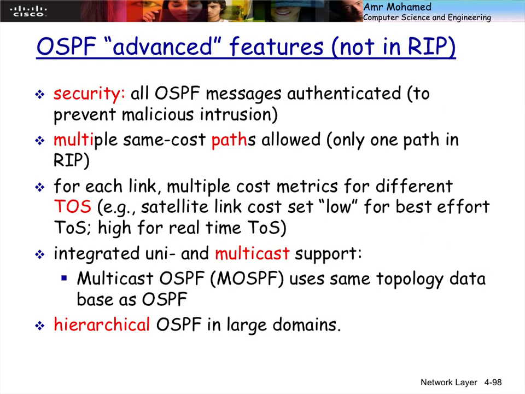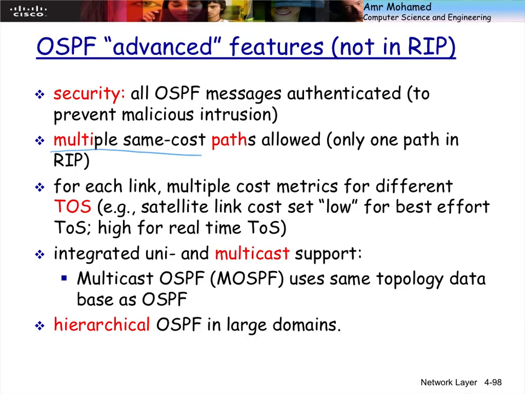So OSPF has advanced features compared to RIP. In addition to the fact that it's link state and it deals with the link state database, it also uses security. So all OSPF messages have to be authenticated. Routers, when they send route advertisements, have to authenticate first. So we have to have authentication with the router before we accept any route advertisement. That's a very important feature in OSPF.